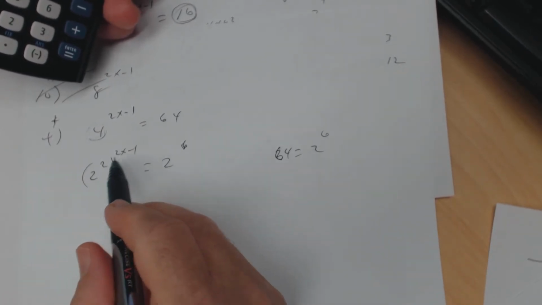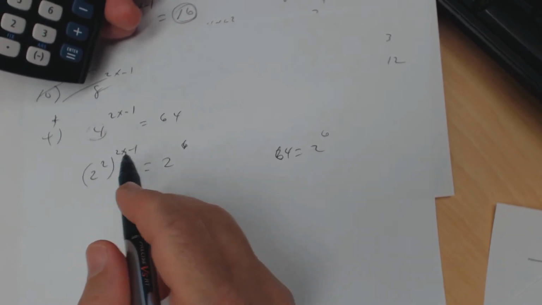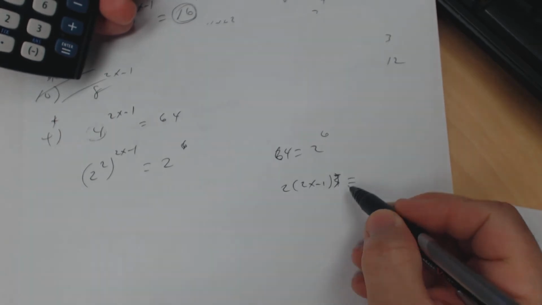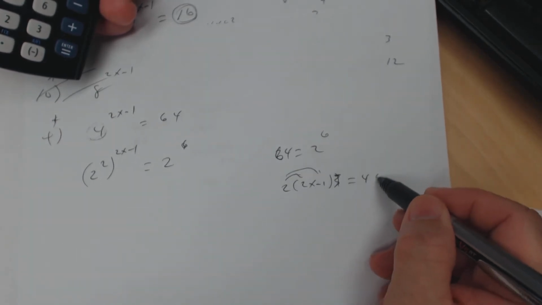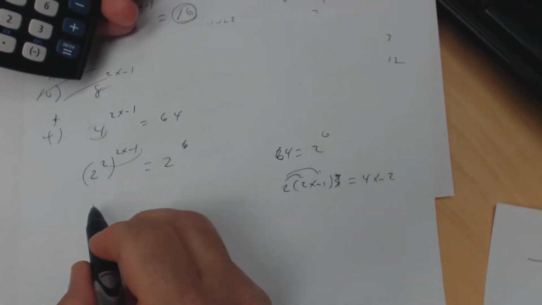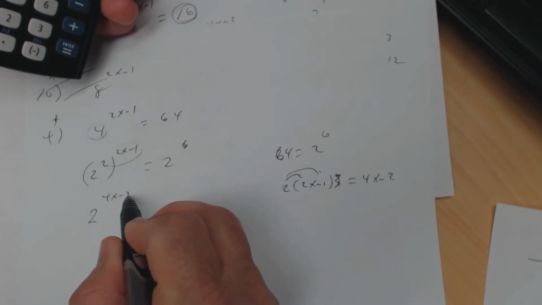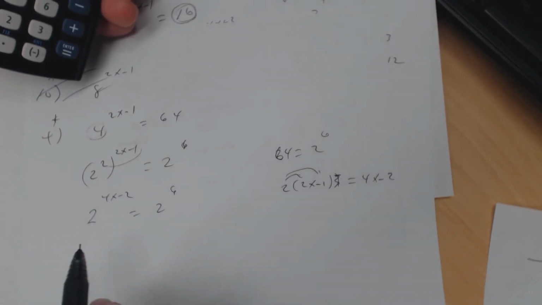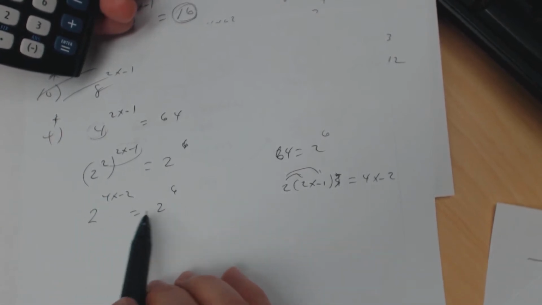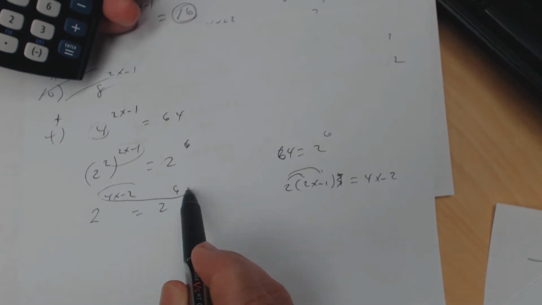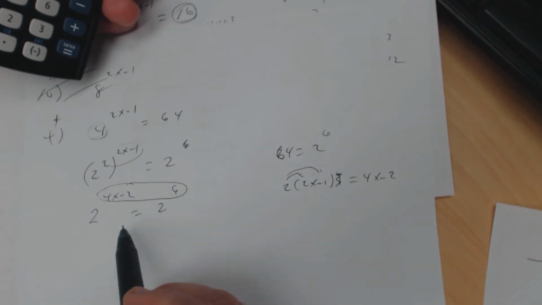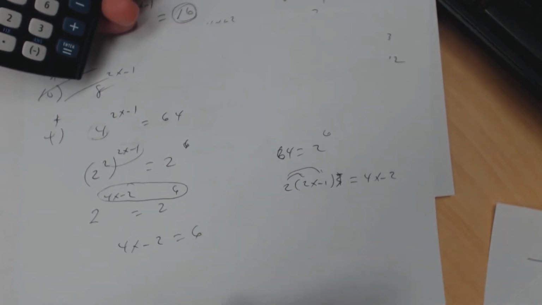Okay? Now go ahead and use your power rule here. So you can multiply this out. So you're saying 2 times 2x minus 1. That's what you're saying. And that's going to equal, you distribute, you get 4x minus 2. So this right here becomes 2 to the 4x minus 2 equals 2 to the 6th. Okay, so when you have a power raised to power, you multiply. That's how we get this. So notice my base is the same now. Base is 2. So therefore I can use the one-to-one property. It says that these exponents must equal. So 4x minus 2 must equal 6.